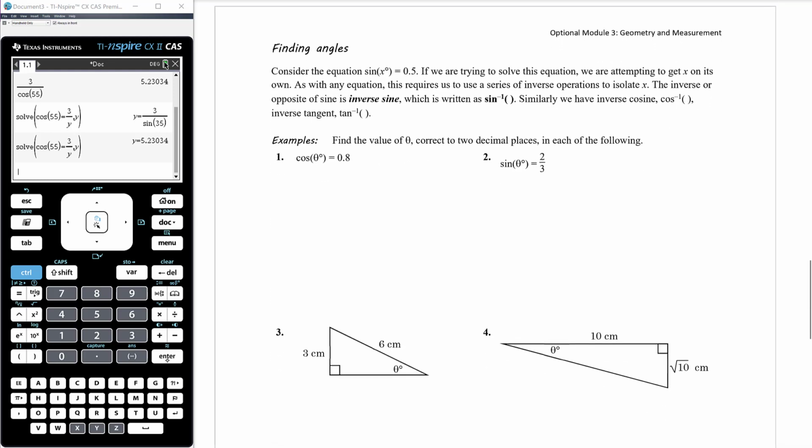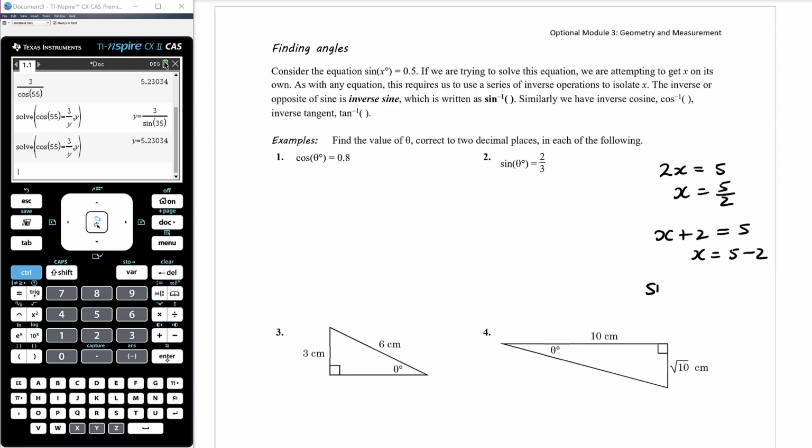Okay, so if we think about the equation sine of x equals 0.5, if we're trying to solve this equation, we're attempting to get x on its own. And as with any equation, this requires us to use inverse operations. So if I'm solving 2x equals 5, I know that to get x on its own, x is being multiplied by 2. I do the opposite of multiplying by 2, which is to divide by 2. I know that if we're doing x plus 2 equals 5, to get x on its own, x is being added by 2. We need to do the opposite of adding 2, which is to take away 2.